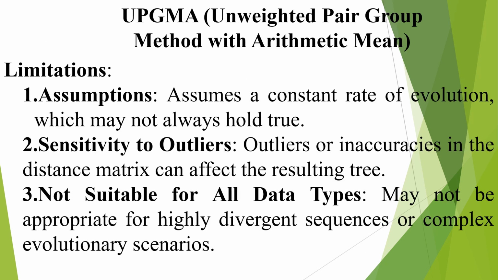Limitations: 1. Assumptions. Assumes a constant rate of evolution, which may not always hold true. 2. Sensitivity to outliers. Outliers or inaccuracies in the distance matrix can affect the resulting trees. 3. Not suitable for all data types. May not be appropriate for highly divergent sequences or complex evolutionary scenarios.